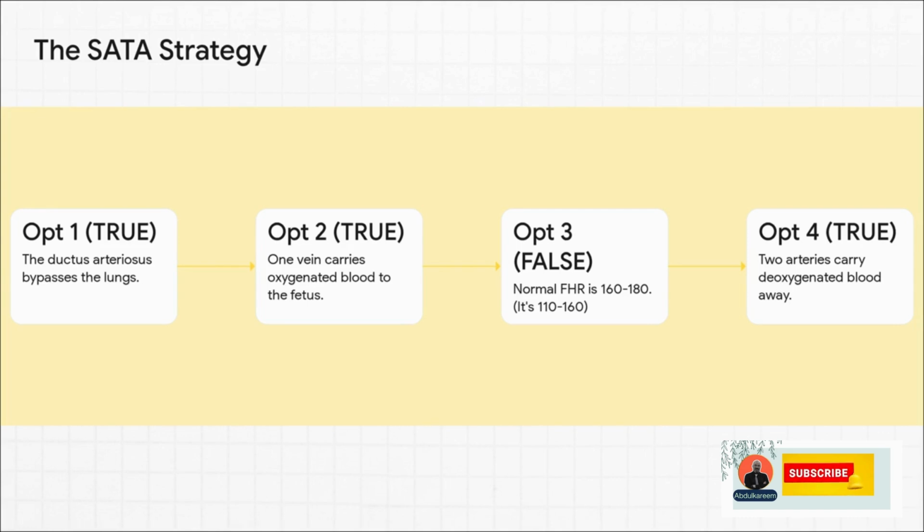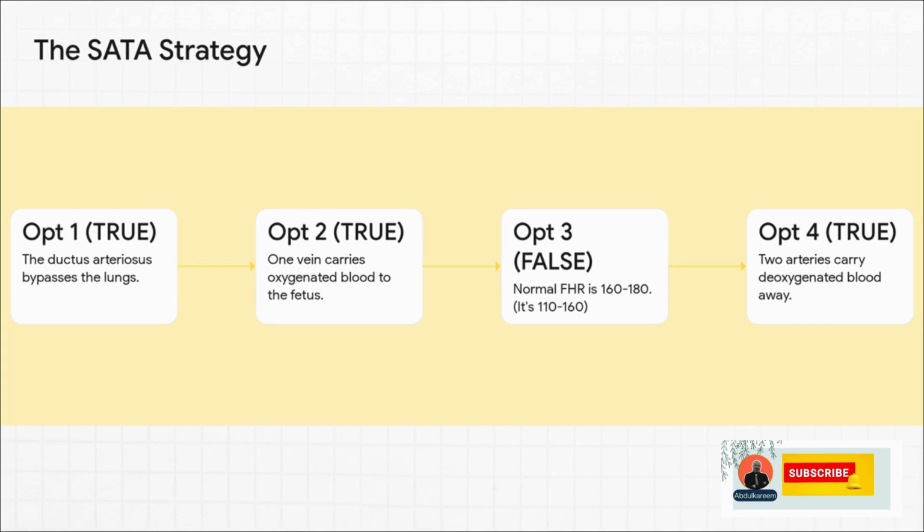Number 2, one vein carries oxygenated blood from the placenta to the fetus. Yep, the umbilical vein. That's true. Select it. Number 3, the normal fetal heartbeat is 160 to 180. Wait a minute. No, that's too high. The normal range is 110 to 160, so that one is false. Don't select it.